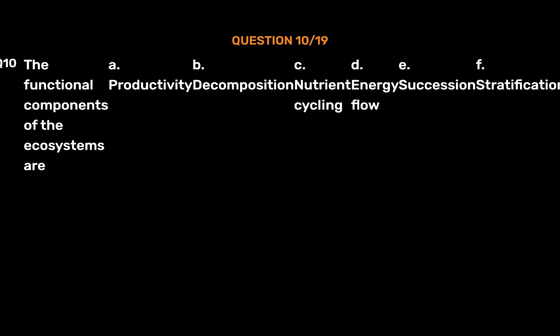Question number 10. The functional components of the ecosystems are A. Productivity, B. Decomposition, C. Nutrient cycling, D. Energy flow, E. Succession, F. Stratification. Option A, B and C.